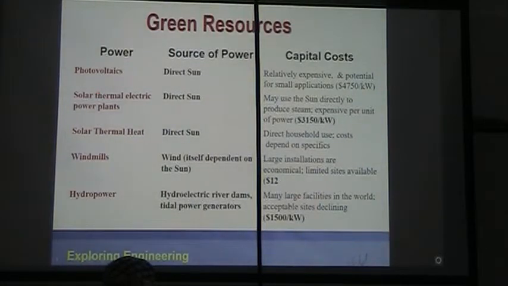So we already have many large facilities around, such as Hoover Dam or Grand Coulee Dam. Of course, it's harder and harder to find an undammed river where you can put a hydropower plant. Depending on what size you need, it could be done with a relatively small water wheel, but that has really fallen into decline in recent years.